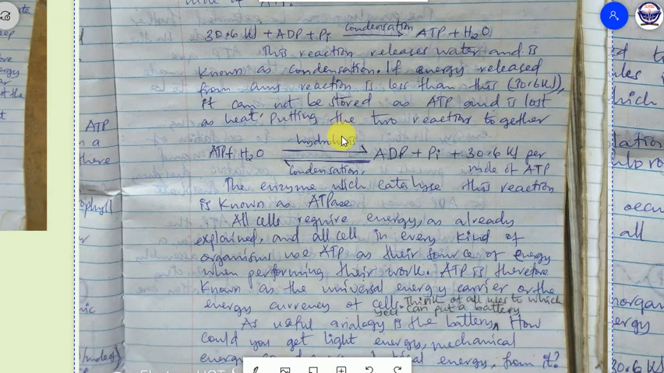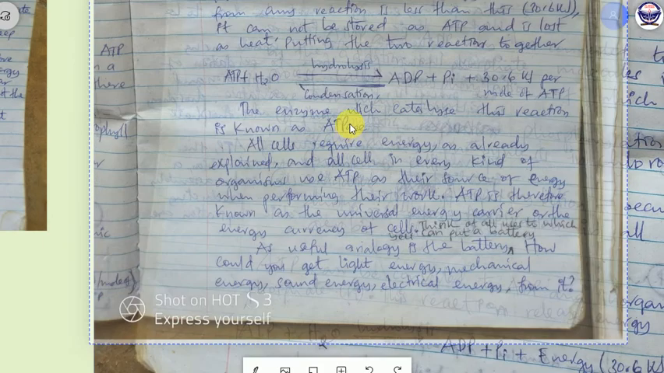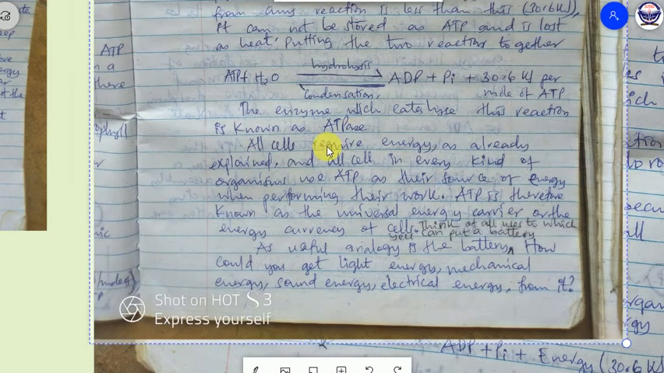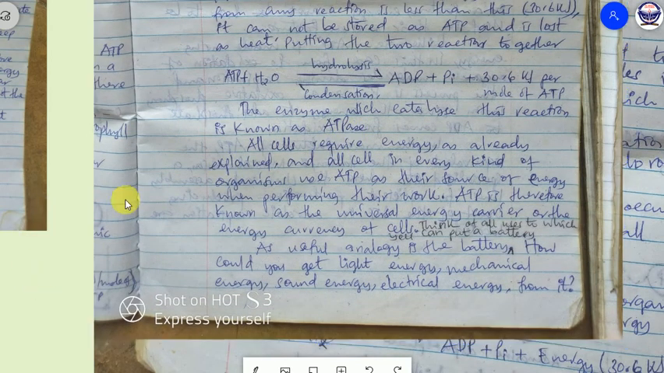Now putting the two reactions together, the one which uses ATP and the one which produces ATP, the reversible reaction can be seen like this: ATP plus water is hydrolyzed to give ADP and phosphate. And the reverse of the reaction is ADP plus phosphate plus energy to give ATP plus water. The enzyme which catalyzes this reaction is known as ATPase.